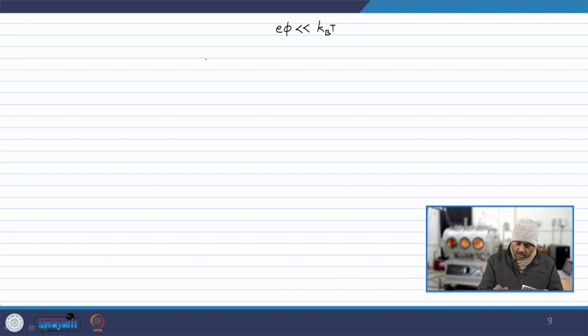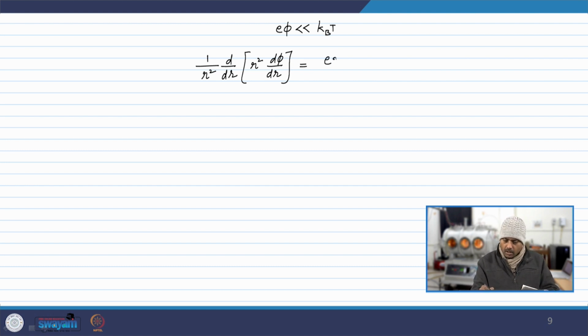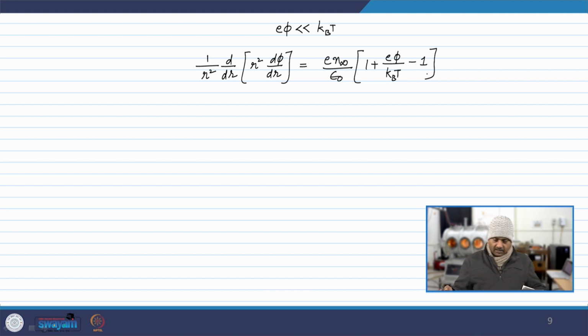use it. So, I will write it again: 1 by r square d by dr of r square d phi by dr is equal to e n infinity by epsilon naught times 1 plus e phi by kBT minus 1. I have written the exponential as 1 plus x because x square and all those terms will become very small as the numerator is very small in comparison to the denominator. Only this term will also be very small, but we cannot just write it as 1, right. We need to have the variation, the exponential is representing something. So, maybe the smallest variation that it represents, we have to account for it.